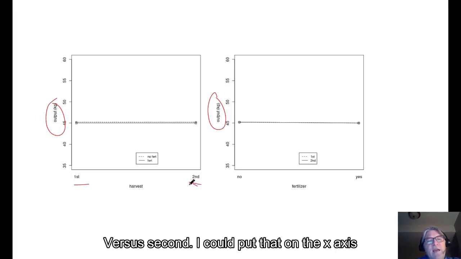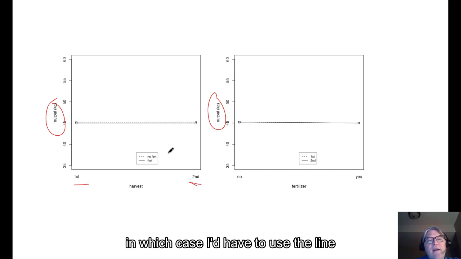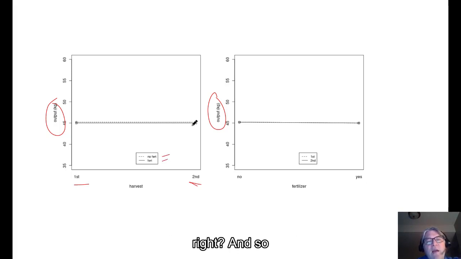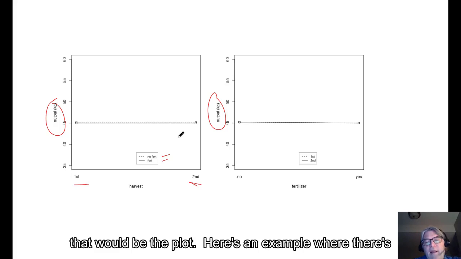I could put that on the x-axis, in which case I'd have to use the line codings, dashes versus solid. The line for no fertilizer is dashed and fertilizer is a solid line, right? And so that would be the plot.